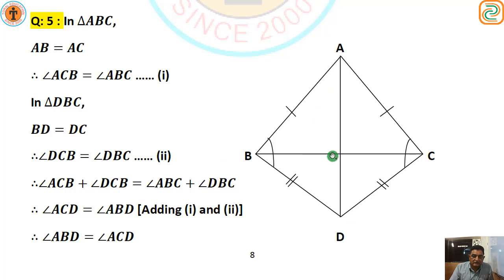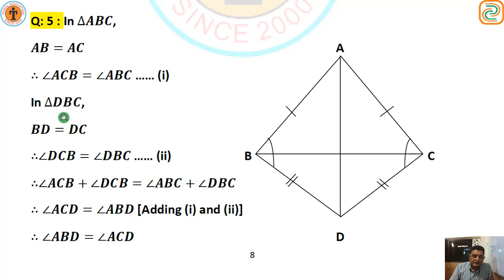ABD, this triangle, equals ACD, this triangle. Let's see. AB equals AC, given, right? AB equals AC. Therefore, angle ACB equals ABC. Angle ACB, this angle. Angles opposite to equal sides, right? ABC and ACB are equal. Theorem we have seen, 7.2.